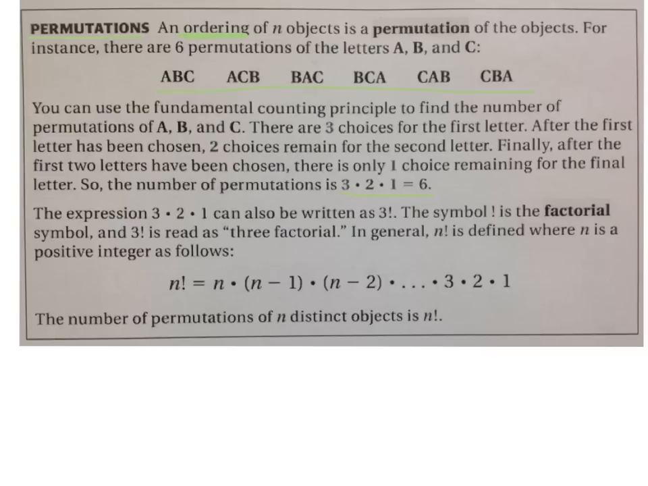In general, n factorial is defined where n is a positive integer, any number, and this is the technical definition. It's n times the next lower one times the next lower one, and so on until you get to 1. Basically like 10 times 9 times 8 times 7 times 6, all the way down to 1. The number of permutations of n distinct objects is always n factorial.